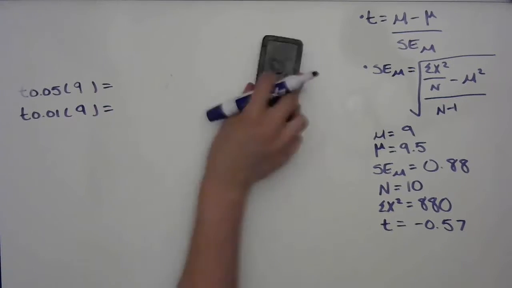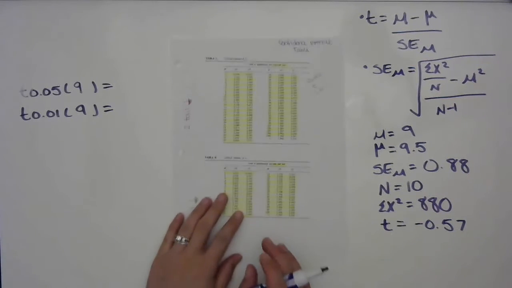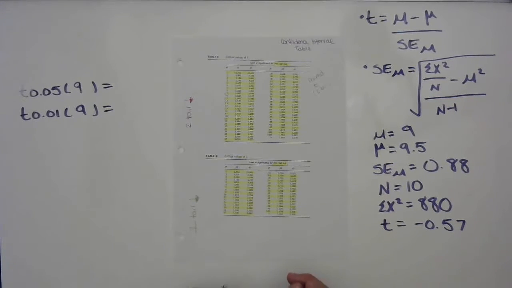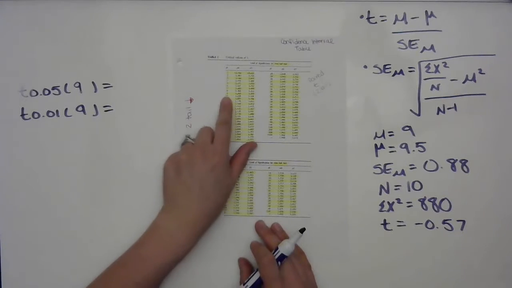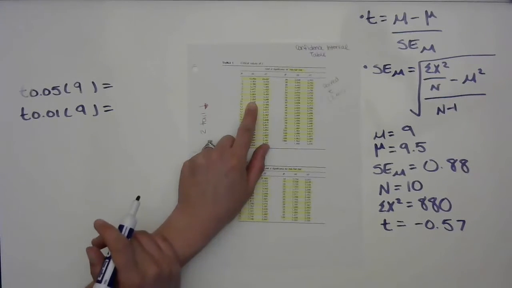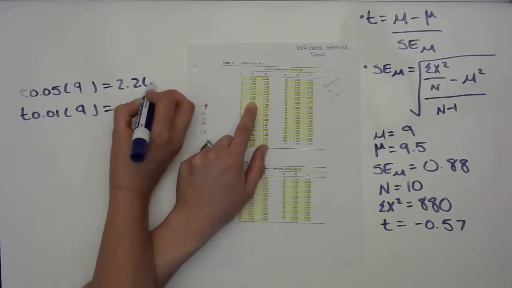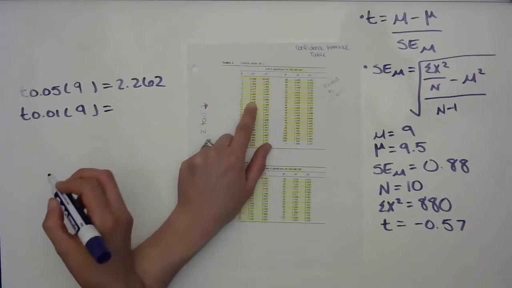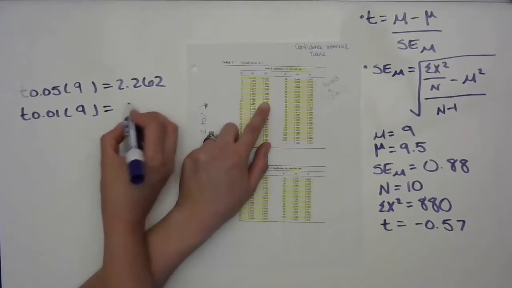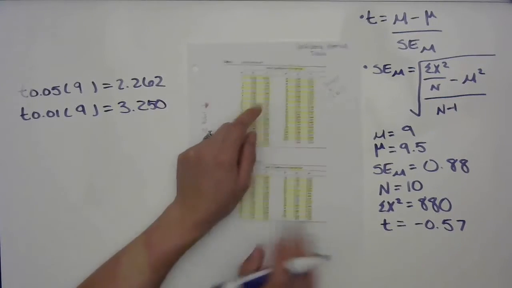All right, so let's go ahead and pull out our sheet here. This is the level of significance for two-tail test sheet. Look down the far left for your degrees of freedom of 9. For the 0.05 level, we have 2.262. And then for the 0.01, we have 3.250.